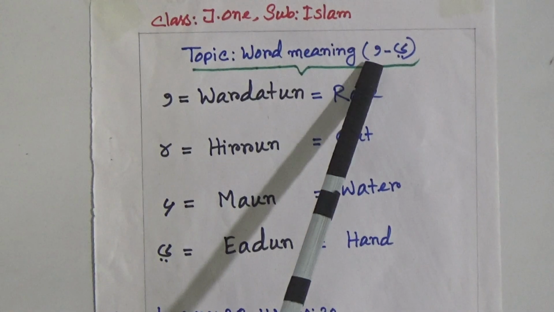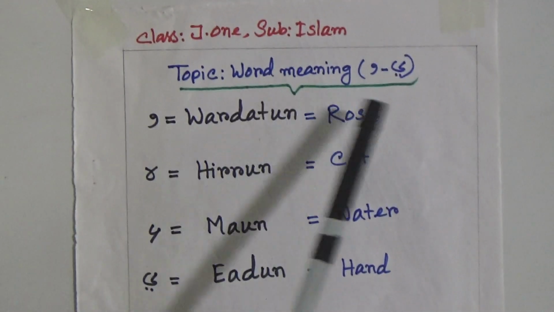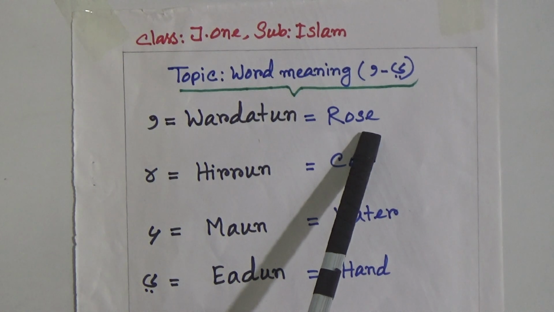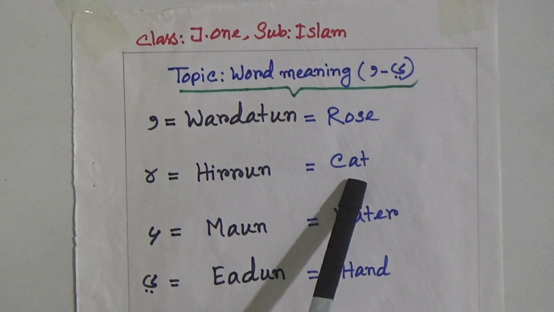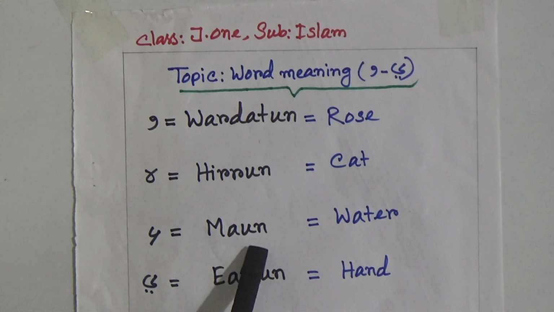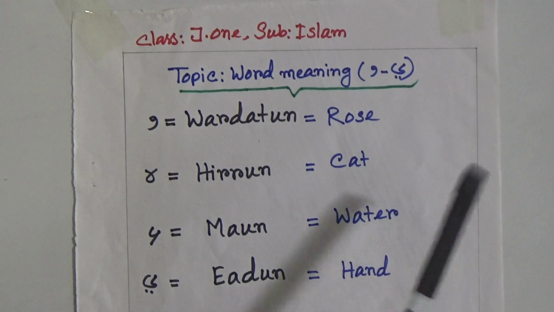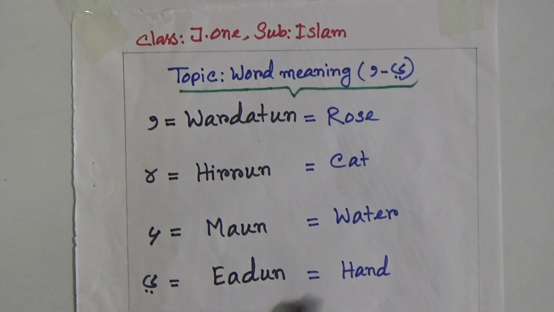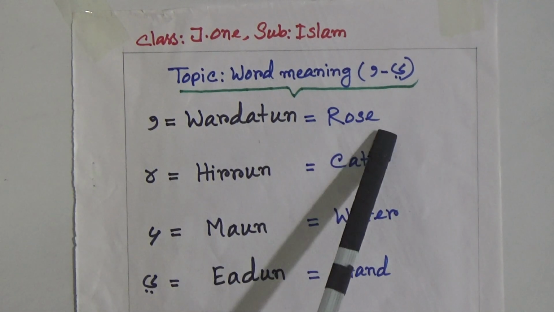Topic, word meaning, wow to year. Wow for wardatun, meaning rose, R-O-S-E, rose. Ha for hirun, meaning cat, C-A-T, cat. Hamza for ma'un, meaning water, W-A-T-E-R, and ya for yadun, meaning hand, H-A-N-D, hand.